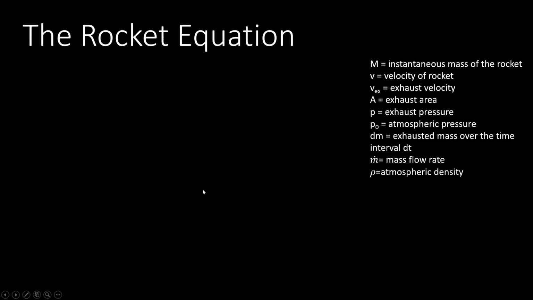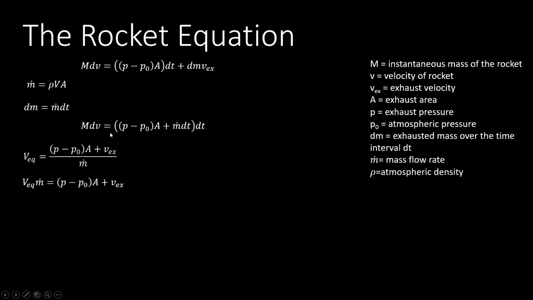Given this relationship, and that the mass flow rate, how much stuff is coming out of the rocket, is given with the density of the air in the combustion chamber, the volume of the combustion chamber and its area, and that dm is equal to the mass flow rate times the time interval dt, we can further rearrange the equation, this one over here, to get the following one over here.